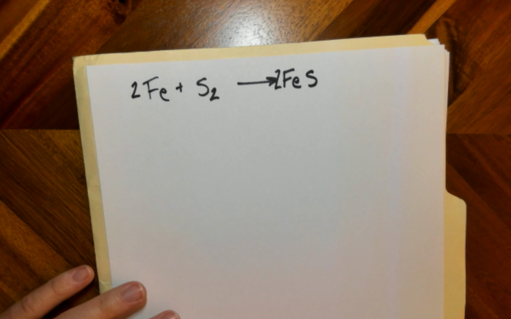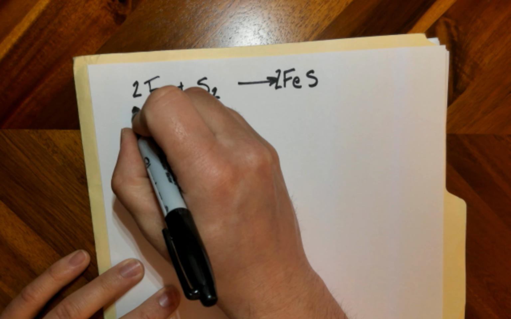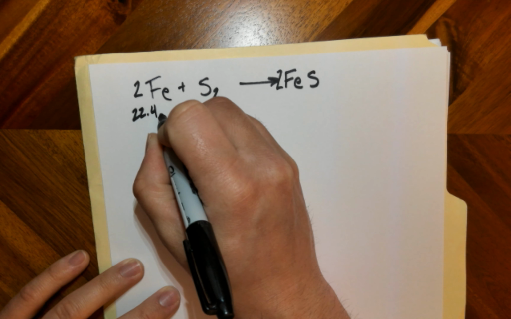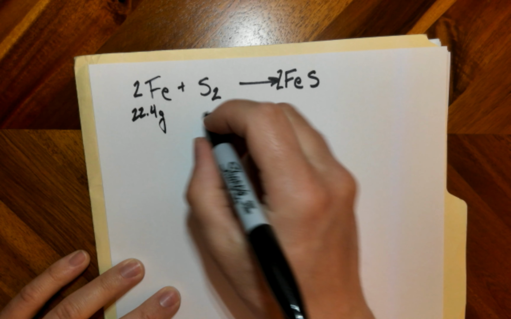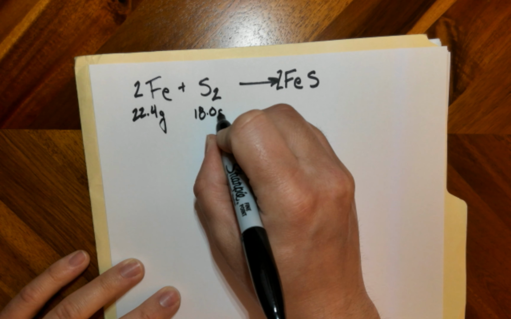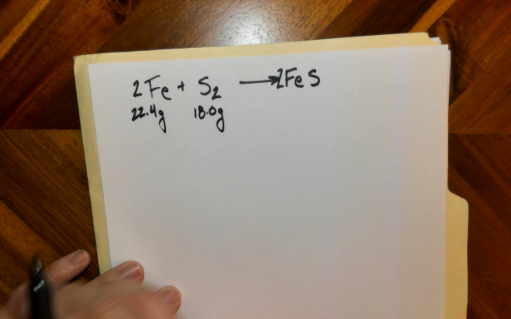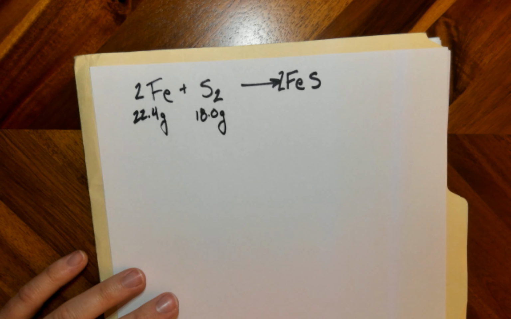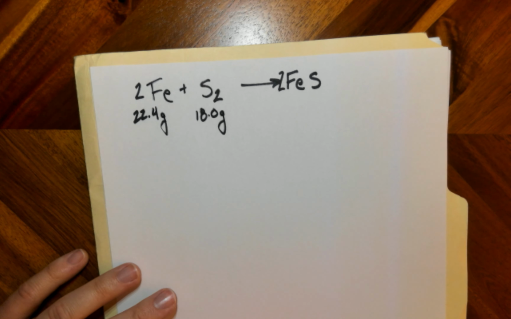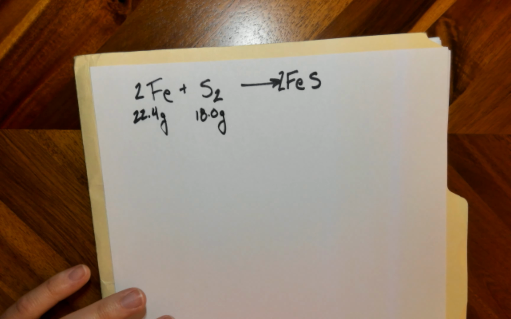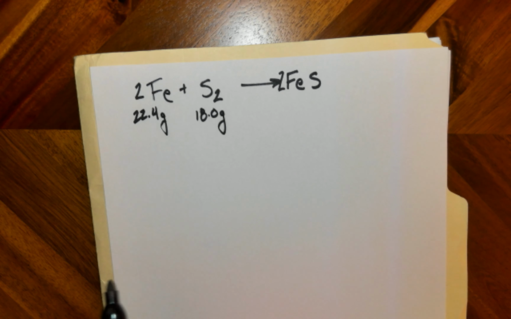So now what we'll do is go ahead and identify the limiting reagent. Okay? We're told that we start off with 22.4 grams of iron and 18.0 grams of sulfur. All right. So I want you to go ahead and try this on your own, starting with the iron, to see if you can figure out what the theoretical yield is here. Go ahead and try it, and then I'll come back in just a minute and go through the whole problem with you.